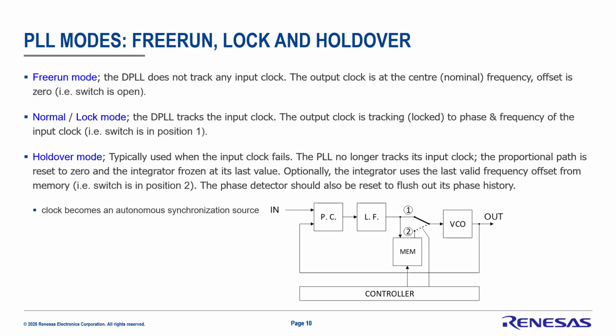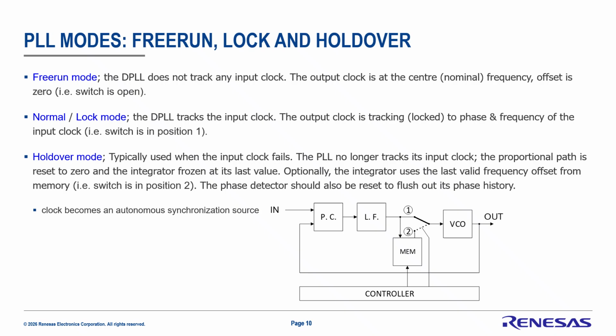But once the PLL is starting to track an input reference, which means the phase detector is feeding the offset into the loop filter, the output clock can now track the input reference. Thus, the switch is closed, and we call this being locked to the phase and frequency of the input clock. You may also hear this referred to as just normal mode.